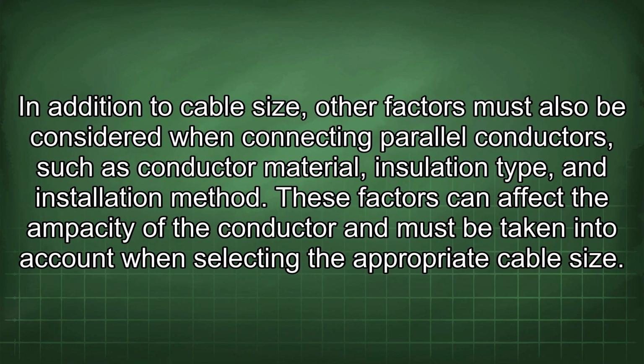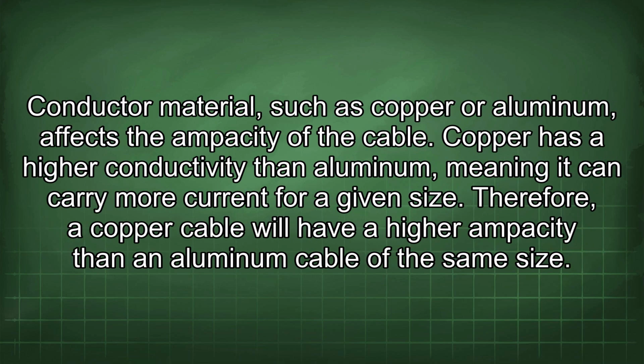In addition to cable size, other factors must also be considered when connecting parallel conductors, such as conductor material, insulation type, and installation method. These factors can affect the ampacity of the conductor and must be taken into account when selecting the appropriate cable size. Conductor material, such as copper or aluminum, affects the ampacity of the cable. Copper has a higher conductivity than aluminum, meaning it can carry more current for a given size. Therefore, a copper cable will have a higher ampacity than an aluminum cable of the same size.